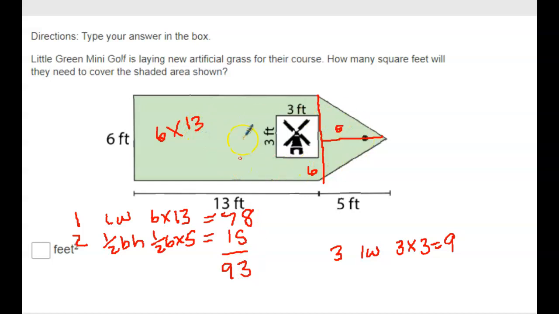So that's the area of all my green, but that also includes this because it's right in the middle of it. So in order to get rid of that, I just need to subtract it away. So I'm going to go 93 minus 9, and I get 84. So I would just fill in 84, and the problem already has the feet squared, so I don't need to add that as well.